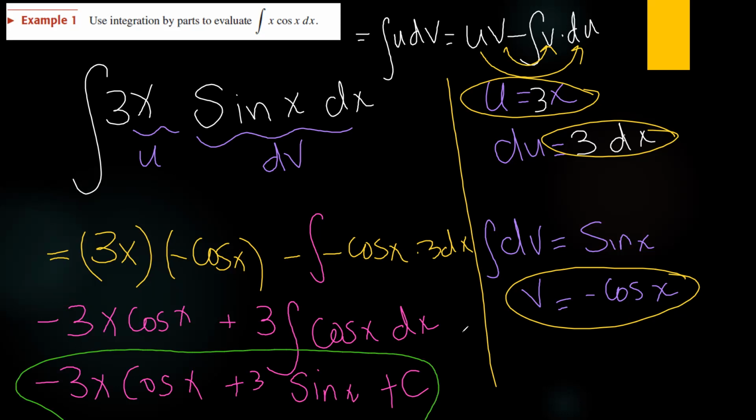Teacher, from where we get the 3? Here, it's a 3x. Why is it plus 3 cosine x?